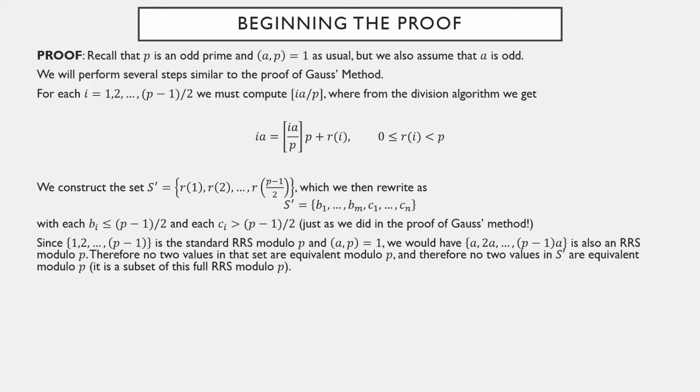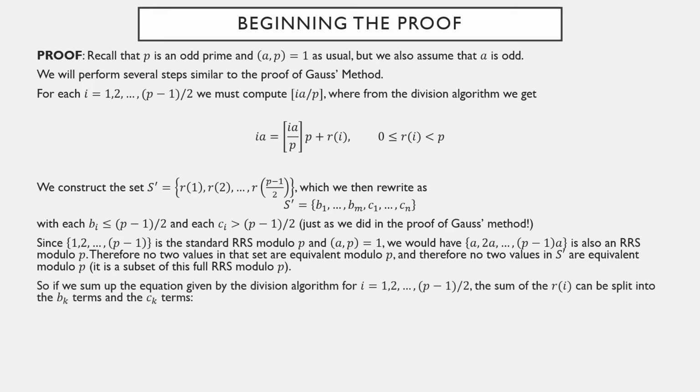Now, 1 through P minus 1 is the standard reduced residue system mod P, and A is relatively prime to it. So if I listed out all of the multiples of A all the way to (P minus 1) times A, this would be a reduced residue system mod P, and therefore all of these would be distinct values mod P. S prime is the list of some remainders which correspond mod P to multiples of A. It's therefore equivalent modulo P to a subset of this, and since all of these are distinct mod P, S prime are all distinct mod P. This is also a step in the argument of Gauss's method.